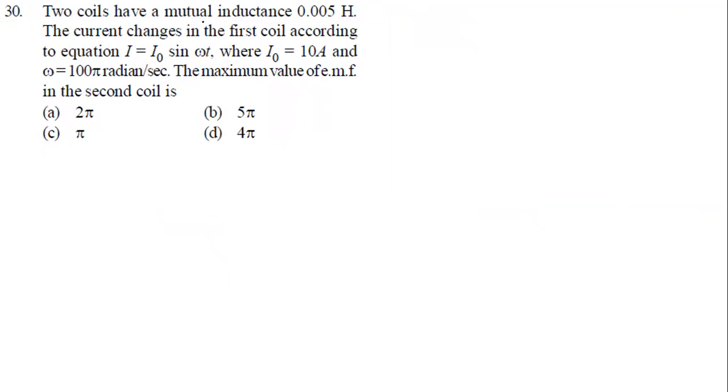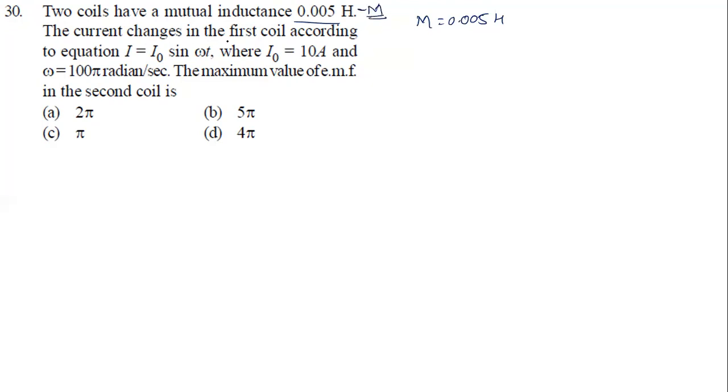A coil having a mutual inductance of how much? 0.005 Henry. M is given as 0.005 Henry. See, in the examination, there is no need to write like this. Directly you put the value and simplify. Okay, that's the better thing. If you go on simplifying again, it will be difficult. Keep on writing the data separately and solving them is not required. So directly I can write here, it is given M.